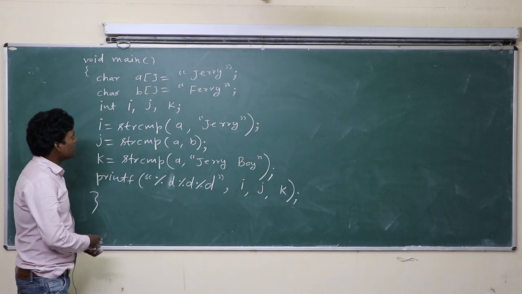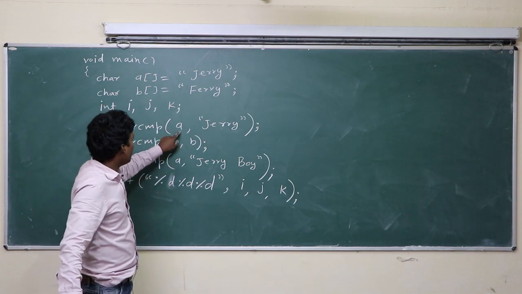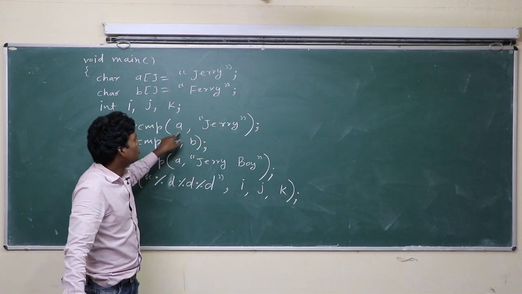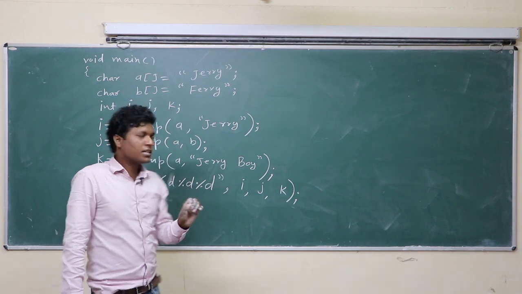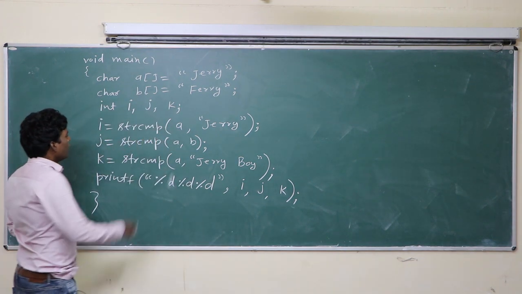So what will be the result? Class, here strcmp compares a and "Jerry". So a has Jerry and there is also Jerry, so both are equal. In case of equal, there is no difference, so 0 is assigned to i. So 0 is assigned to i here.